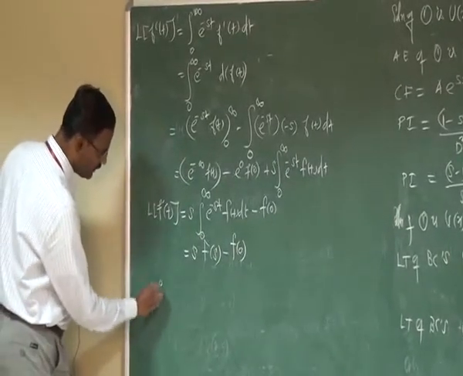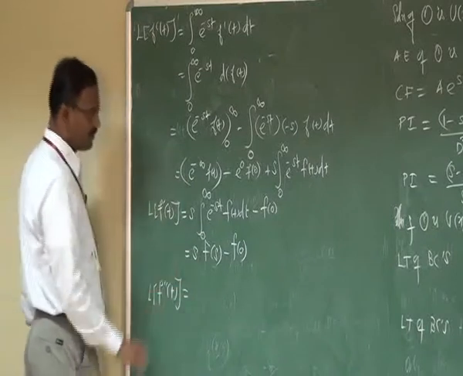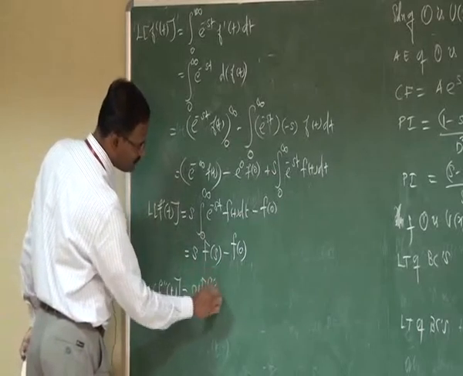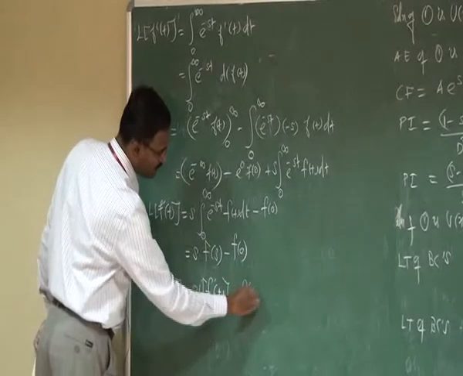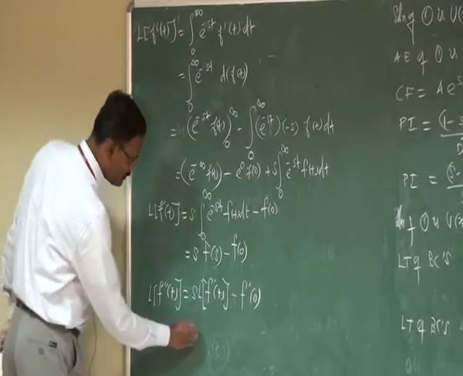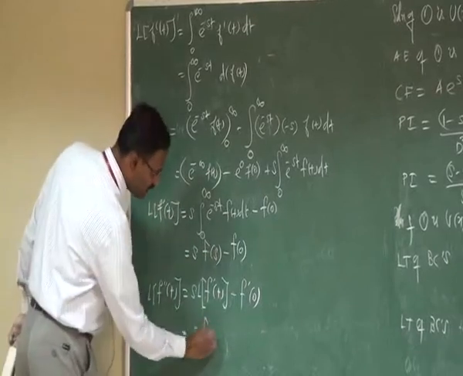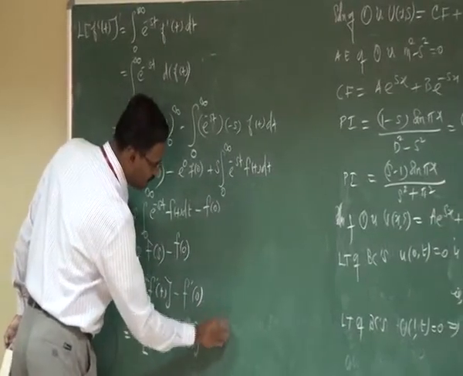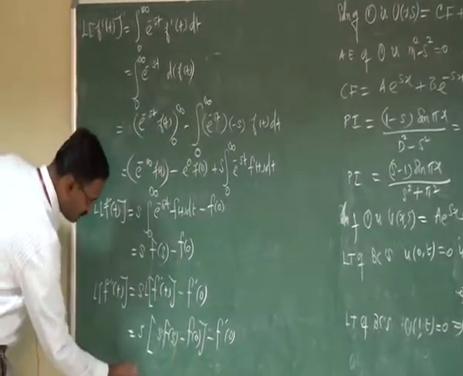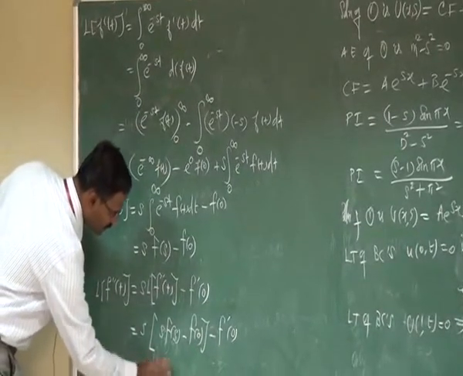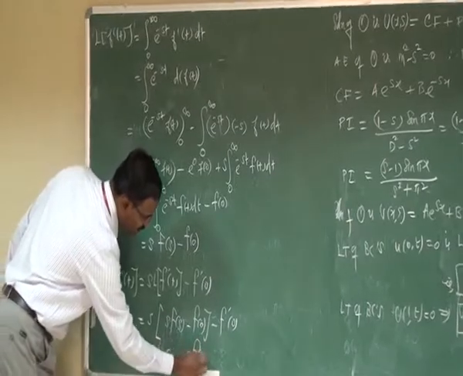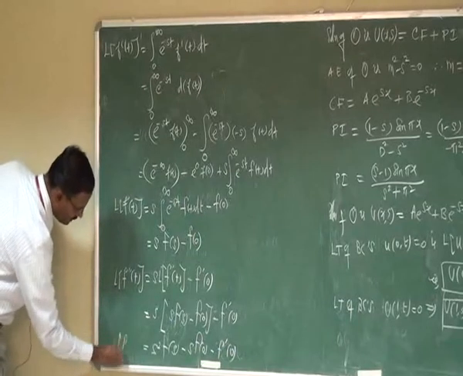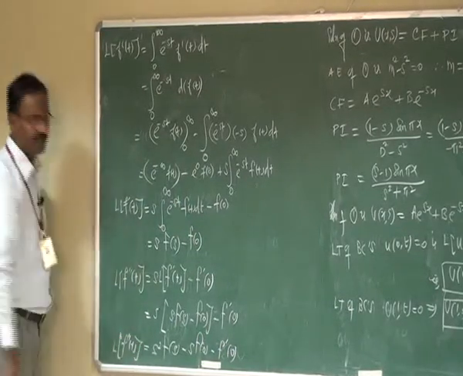Suppose you want to find the Laplace transform of f double dash of t. Actually it is equal to s into the Laplace transform of f dash of t minus f dash of 0. So it is equal to s into (s into F of s minus f of 0) minus f dash of 0. So it is equal to s square into F of s minus s into f of 0 minus f dash of 0. This is the Laplace transform of f double dash of t.